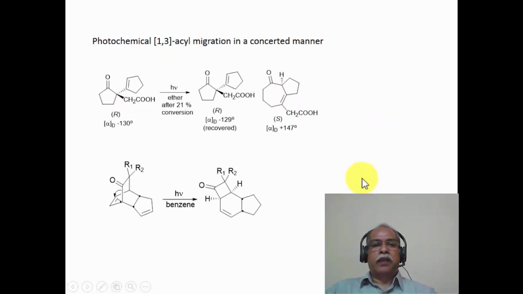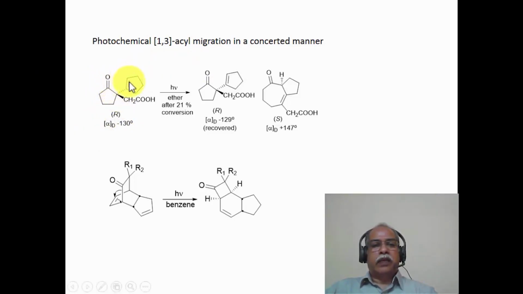resulting in the formation of this particular product. Now, the fact that the 1,3 suprafacial migration results in the retention of stereochemistry is very clearly illustrated by taking an optically pure isomer of this particular molecule. The R configuration of this is evident from this structure here. The migration of the acyl group to this position, in other words, the carbon-carbon bond that is broken is this bond.